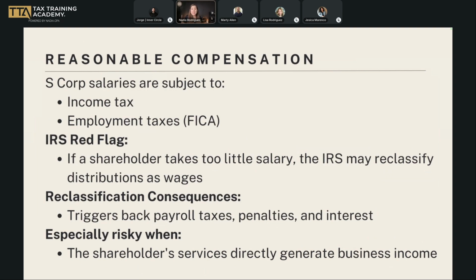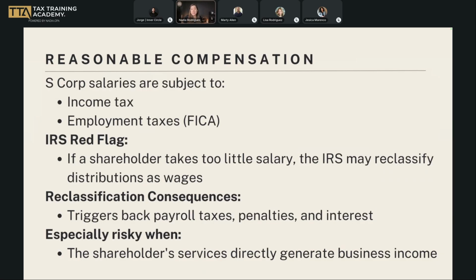Because we know that if there's no reasonable compensation or very low reasonable compensation, that's a red flag where the IRS can come back and reclassify all of those distributions that are coming out to the shareholder as wages, and then subject them to penalties and interest because we never filed payroll reports according to the newly adjusted amount that came after the IRS audit.